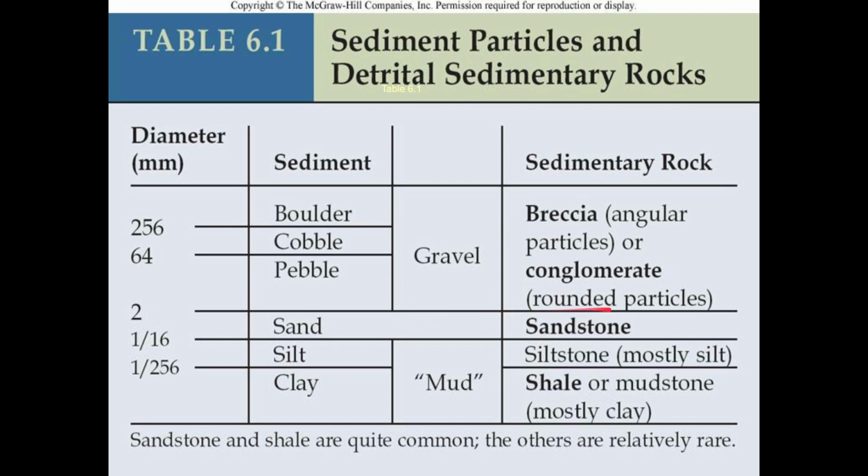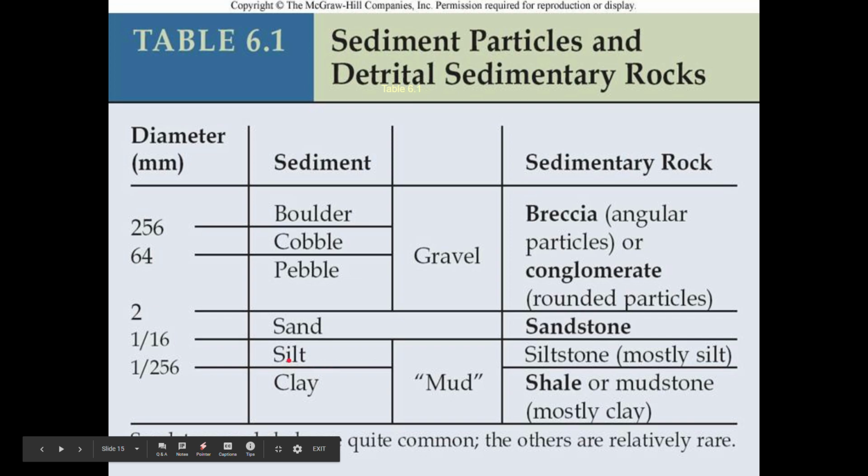Sand, when it turns into a rock, is called sandstone. Very profound. Nice and convenient, isn't it? It's a little bit simpler than igneous rocks, I think. Silt, turn it into a rock: siltstone, as long as the grains are mostly silt. It's kind of hard to tell when you're looking at that rock. And then clay, if you turn it into a rock, we get shale.